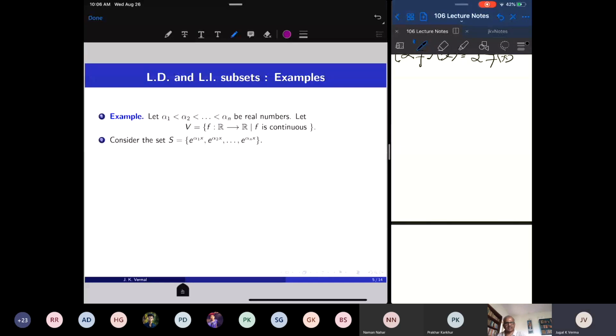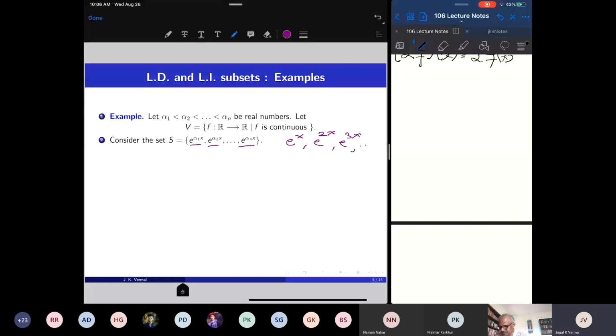Let's look at e to the power alpha 1 x, e to the power alpha 2 x, up to e to the alpha n x. Like e^2x, e^3x, and so on. Look at all these continuous functions. And truncate.